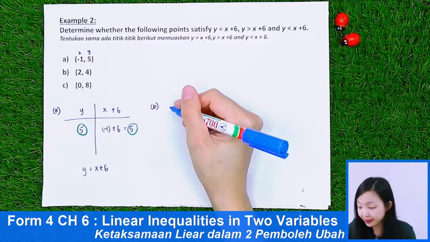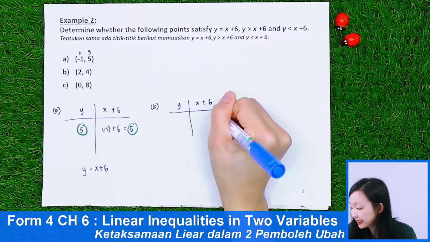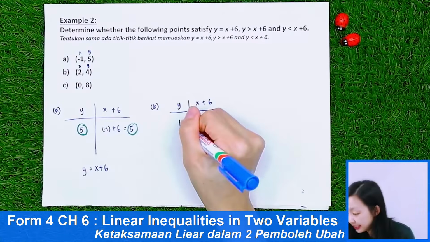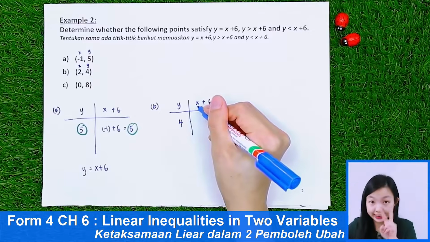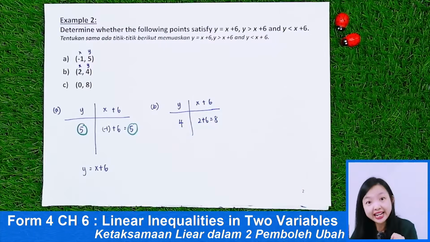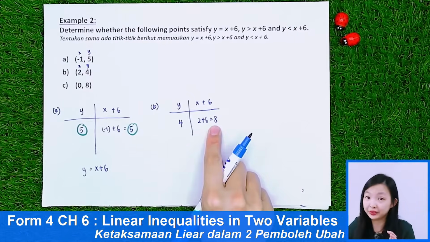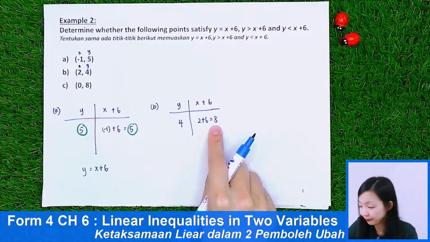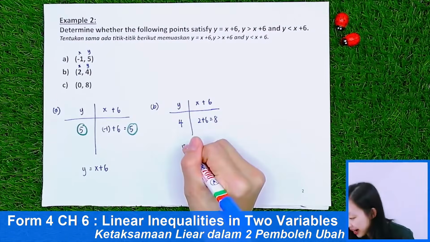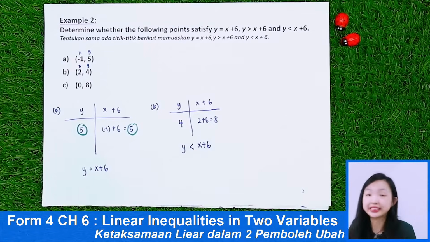Then we go to part B. The same thing, you draw the table, y and x plus 6. The coordinate x, the coordinate y. So here y is 4 and the coordinate x is equal to 2. 2 plus 6 is equal to 8. Let us see which side is equal. No, of course it is not equal. Then which side is greater? Here is greater, right? 8 is bigger, right? So y is smaller than x plus 6.